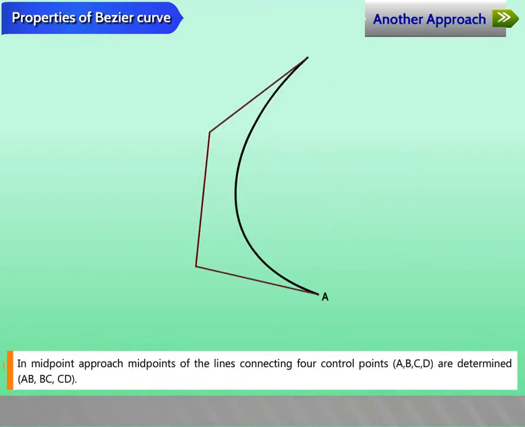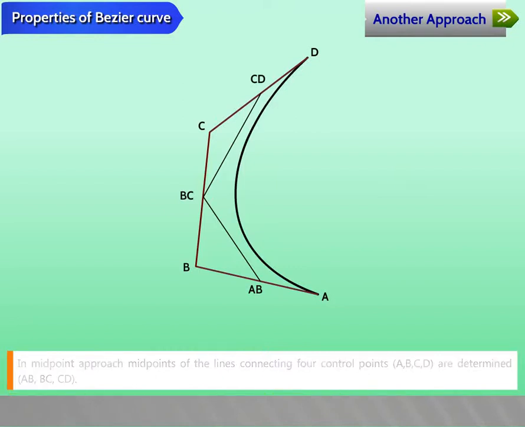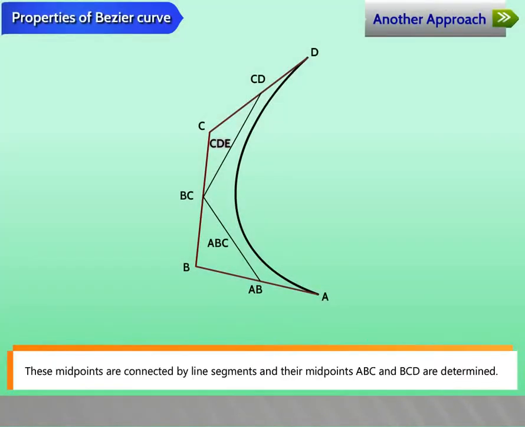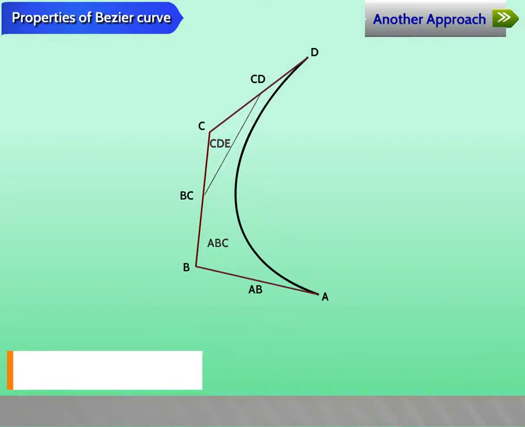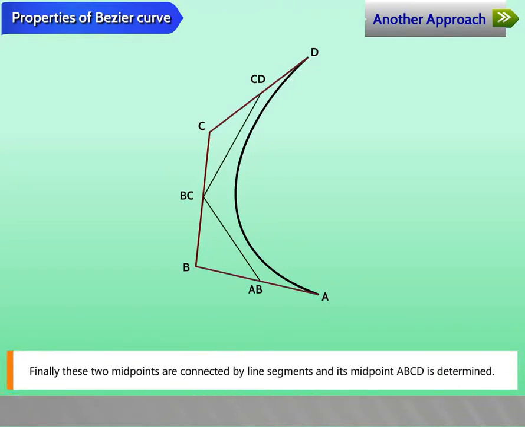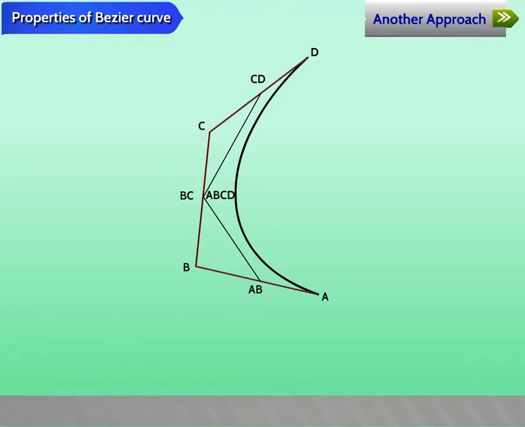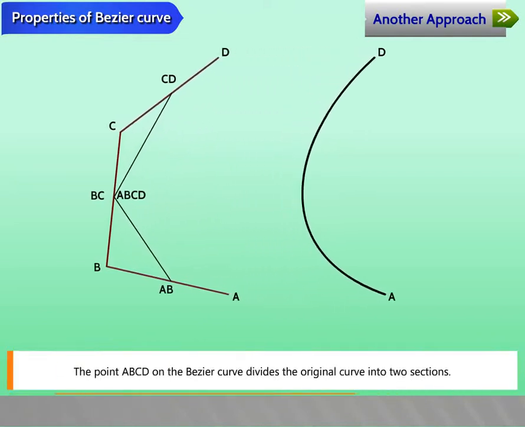In the midpoint approach, midpoints of the lines connecting 4 control points A, B, C, D are determined: AB, BC, CD. These midpoints are connected by line segments and their midpoints ABC and BCD are determined. Finally, these 2 midpoints are connected by a line segment and its midpoint ABCD is determined. The point ABCD on the Bezier curve divides the original curve into 2 sections.